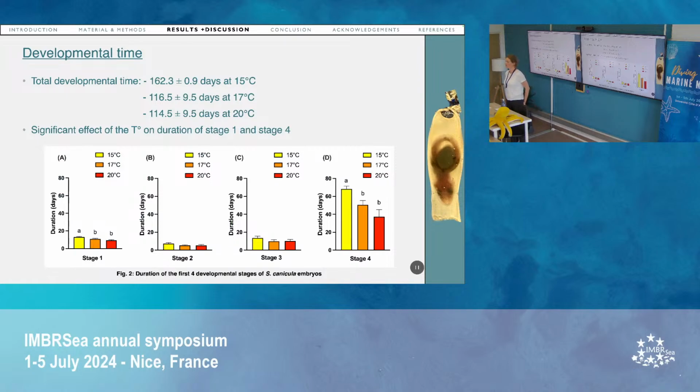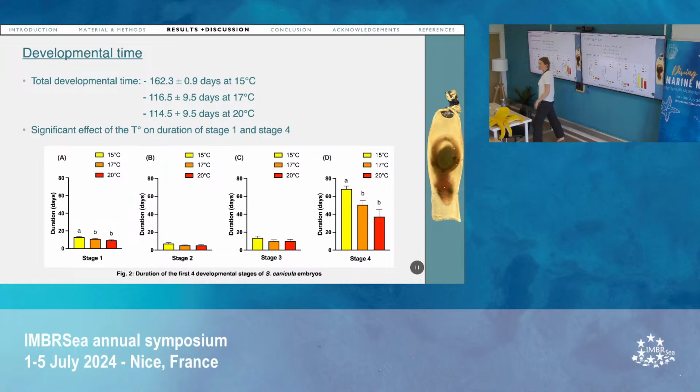Then concerning the developmental time, overall, it's clear that animals incubated in higher temperature, no matter if it's 17 or 20, were developing way faster than at 15 degrees, and there is not much difference between 17 and 20 degrees.